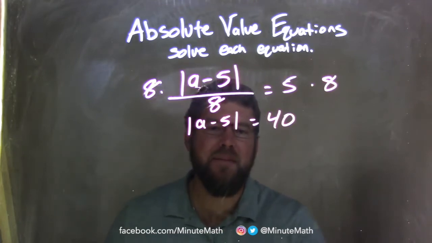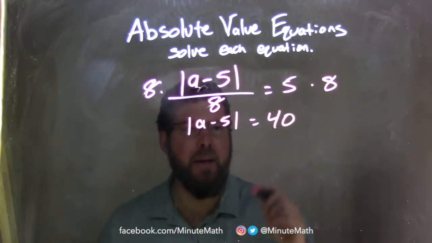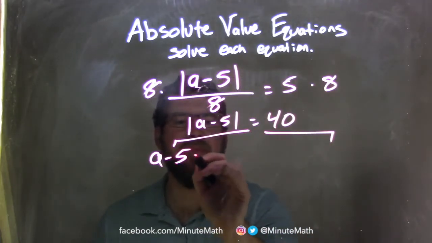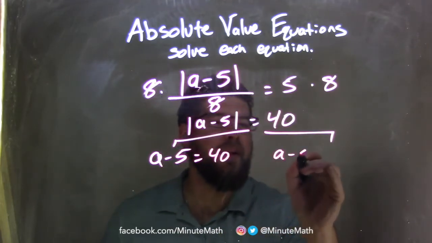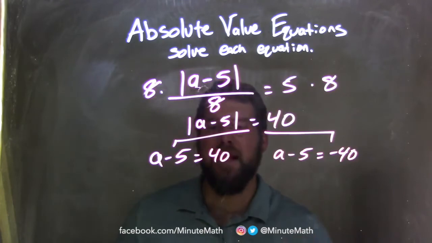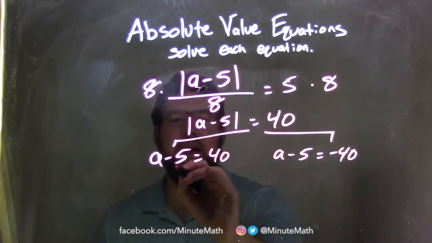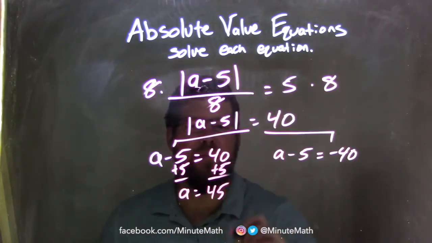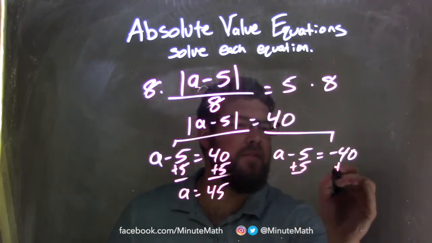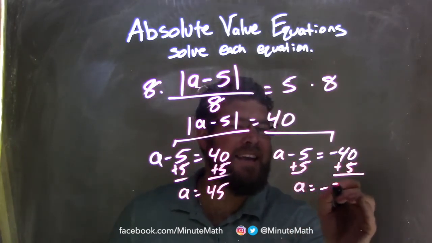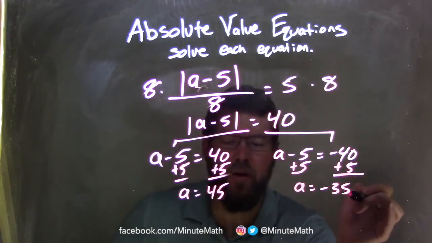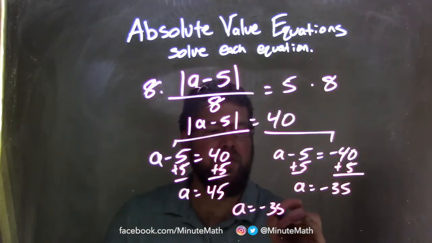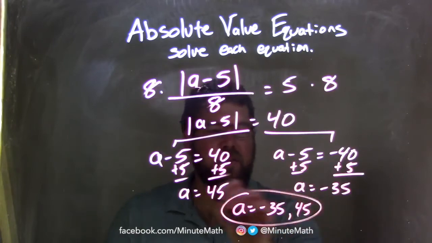So now I can break this equation apart into two equations, eliminating the absolute value. So that leaves me with a minus 5 equals a positive 40, and a minus 5 equals a negative 40. Now I need to solve each equation individually. I add a 5 to both sides, leaving me with a equals 45, positive 45. Here I add a 5 to both sides, leaving me with a equals a negative 35. Negative 40 plus 5 is negative 35. So I have my two answers. I'm going to write them from least to greatest. So a equals negative 35, and a positive 45 is my final answer.